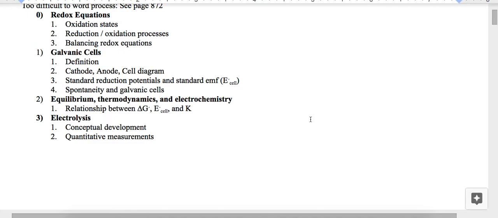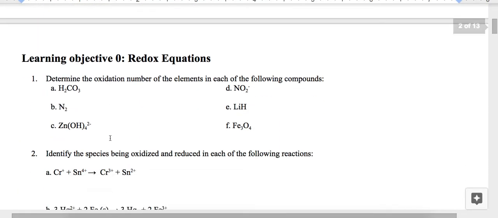That first one, the redox stuff, that's review. Stuff that you have to be able to do to be able to work on this unit, not stuff that you are going to be tested on or quizzed on. So we have the three different objectives: galvanic cells, the relationship between delta G, the cell voltage, and the equilibrium constant, and then the electrolysis stuff. So let's go through this.